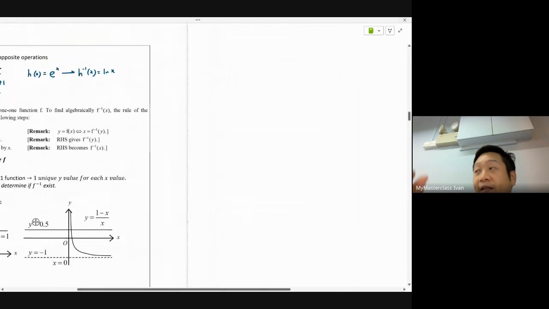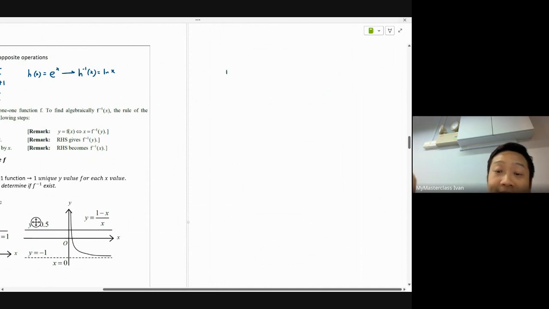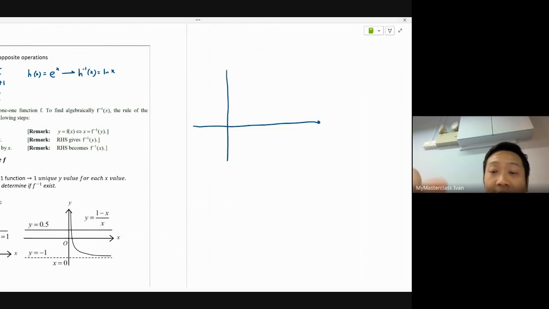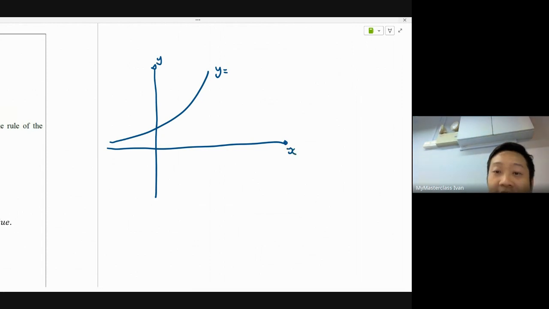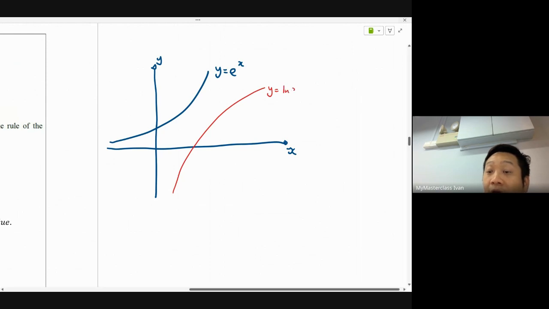Okay, to understand it in a more holistic point of view, to understand all this, why is it like that? Just look here. This graph is called what? Anybody? Very good. This is called y equals e to the power of x. The inverse of e to the power x, just now we already did, is called ln x. Can you see this is y equals ln x? So basically, f and f inverse are just a reflection on this line called y equals x.